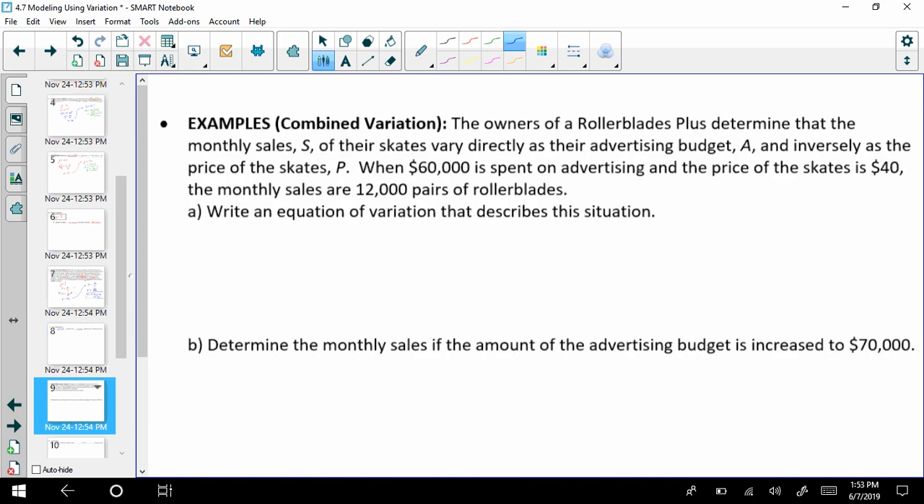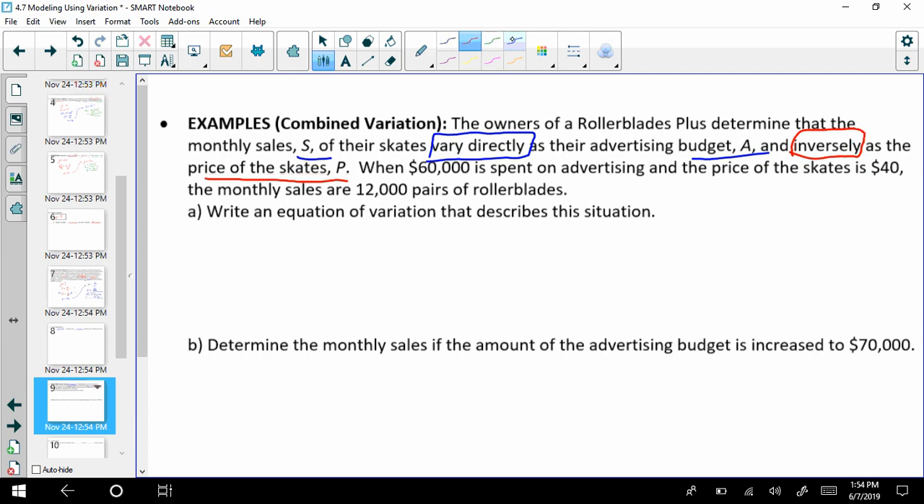The owners of a Rollerblades Plus determined that the monthly sales S of their skates vary directly as their advertising budget A, and inversely as the price of the skates P. Let's stop right there. Okay. So notice we have direct and inverse at the same time.